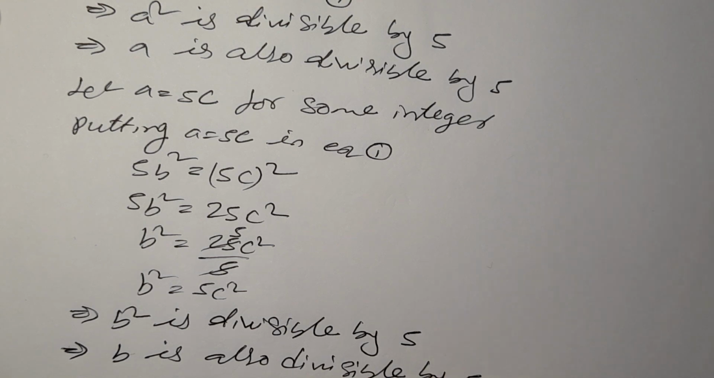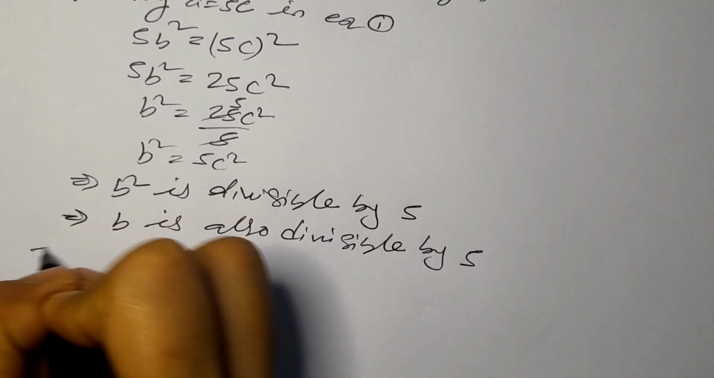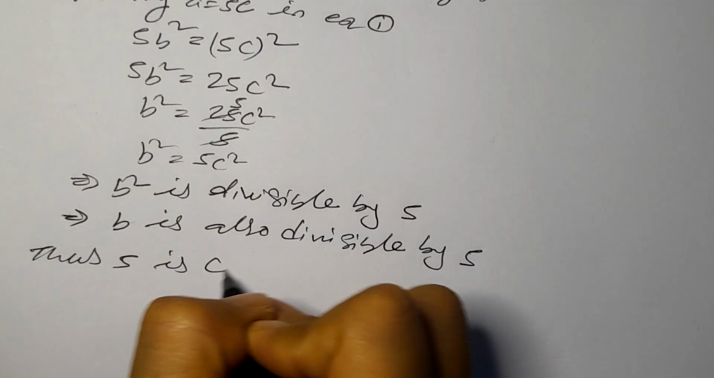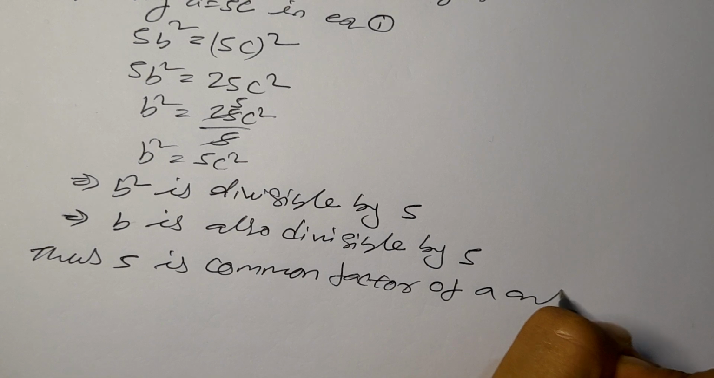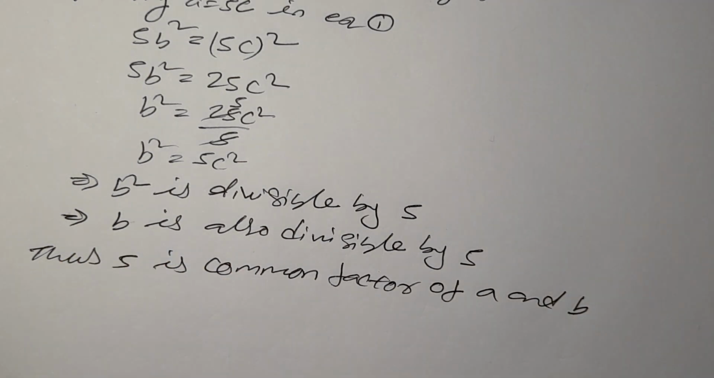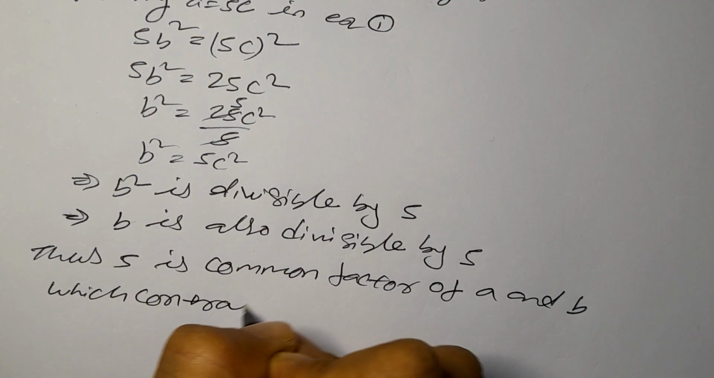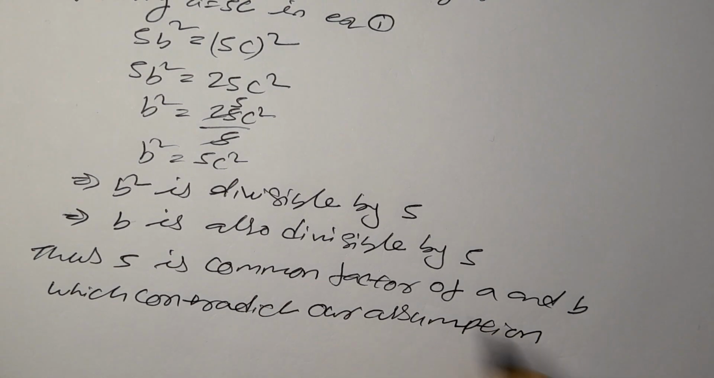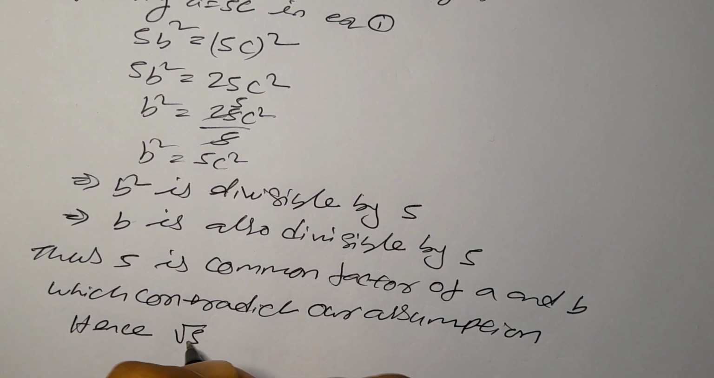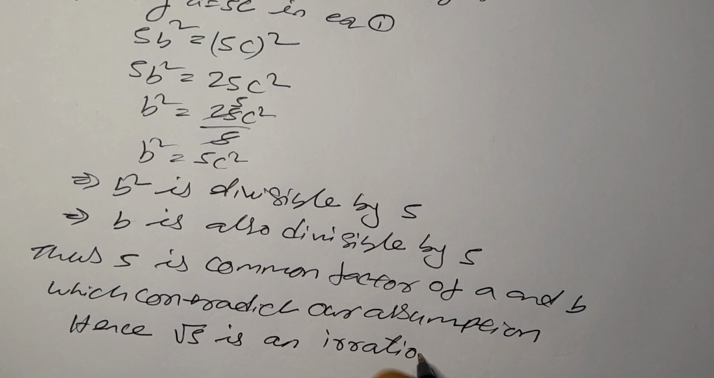So we got the factor 5 as a factor of a and b. Thus we have considered 1 is the common factor, but we got the 5 factor of both. Thus 5 is a common factor of a and b, which contradicts our assumption. Hence root 5 is an irrational number.